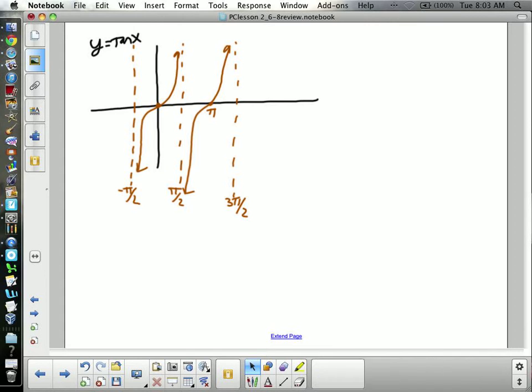The other critical point that we don't really worry about so much, but is there, is the pi over 4 and 1. That's the other critical point with y equals tangent x. So you have to know your basic tangent graph. You have to know your basic cotangent graph.